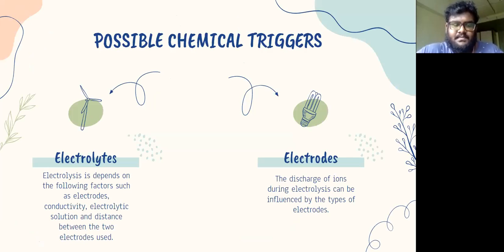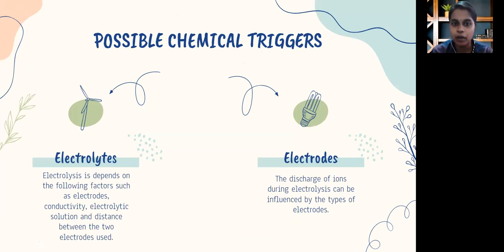So next are the possible chemical triggers. The chemical triggers would be the type of electrolyte we use and the type of electrode that we use. Electrolysis depends on factors such as the electrodes, conductivity, the electrolytic solution, and the distance between the two electrodes that we use. Next is the electrode: the discharge of ions during electrolysis can be influenced by the type of electrodes. Next.